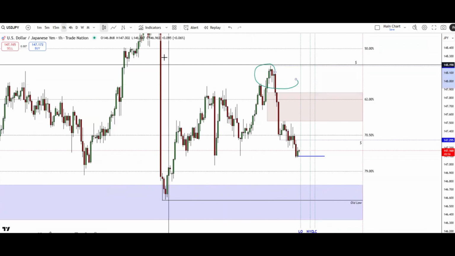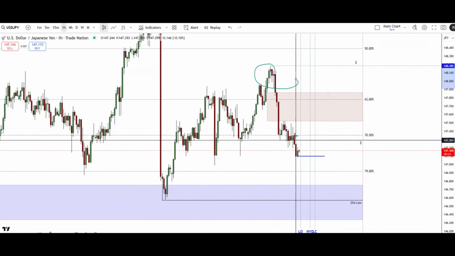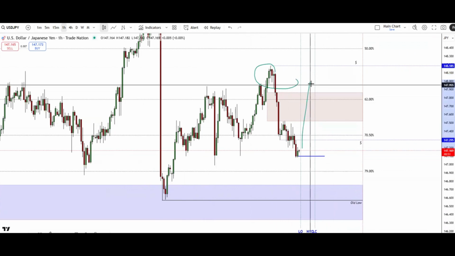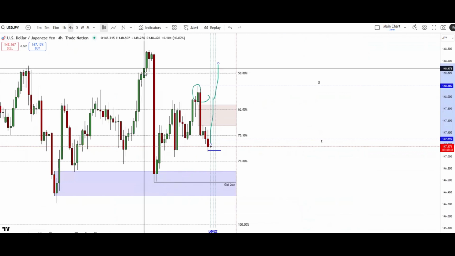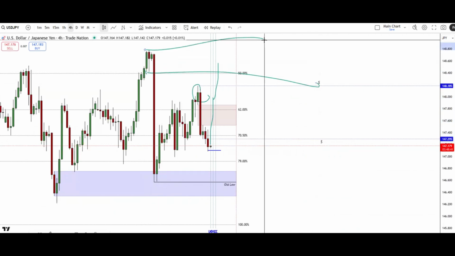Sometimes I don't like it when price just falls from the middle of nowhere, because then there's always the possibility that it's going to go back higher and mitigate the actual area that you initially had marked out, which would be from around there.